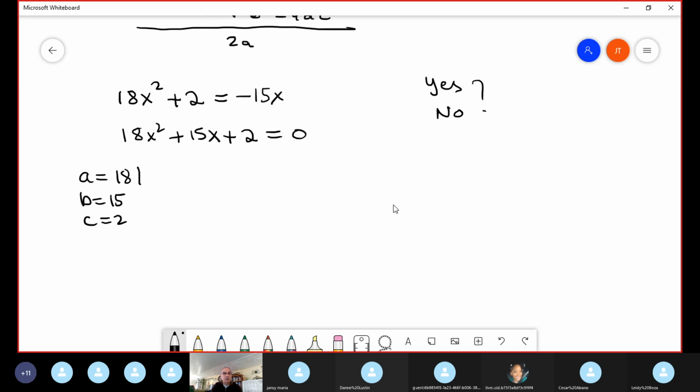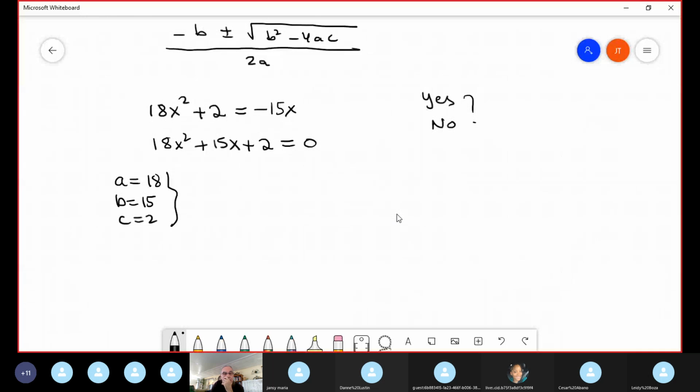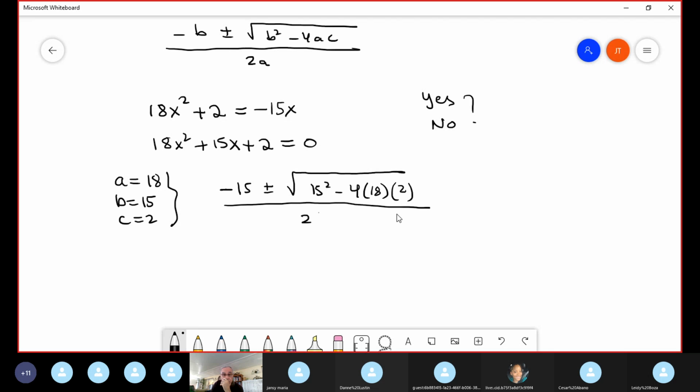I'm plugging that number into the formula. So the formula is, let me zoom to see the formula more clearly. The formula is minus B, que es minus 15. Look, B is 15. Plus or minus the square root of 15 squared minus 4 multiplied by 18, que es A, multiplied by 2, que es C. Everything divided by 2 times 18.